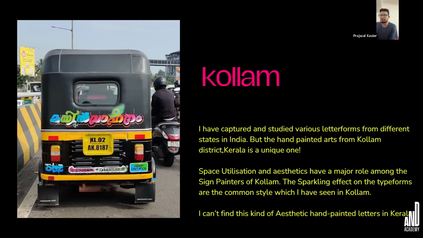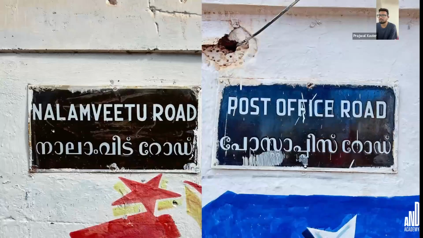The main unique thing about the Kollam sign painters is they always add a sparkling effect on their text. You can see here, even the name is very long, and they are very specialized in space utilization. For every name of the auto rickshaws, they will add that sparkling effect. Also, they are very interested in giving detail in very small text, like you can see the for hire area here. It's a very brilliant treatment. So these are from the random signages I found in Kerala.